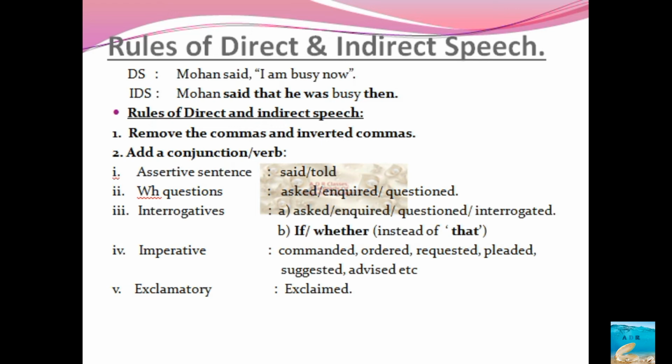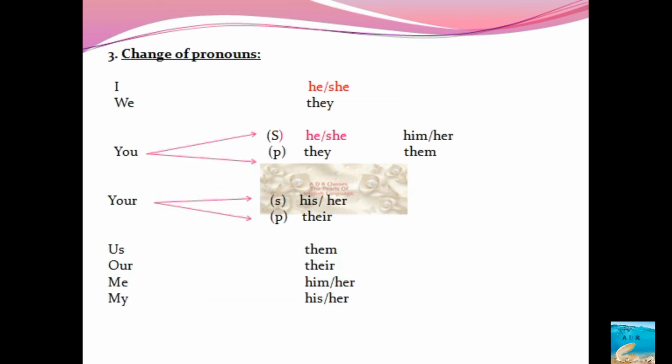So the third rule tells you the change of pronoun forms. I becomes he or she, we becomes they, he becomes he or she. For the subject place, for the object place, okay, let me specify.